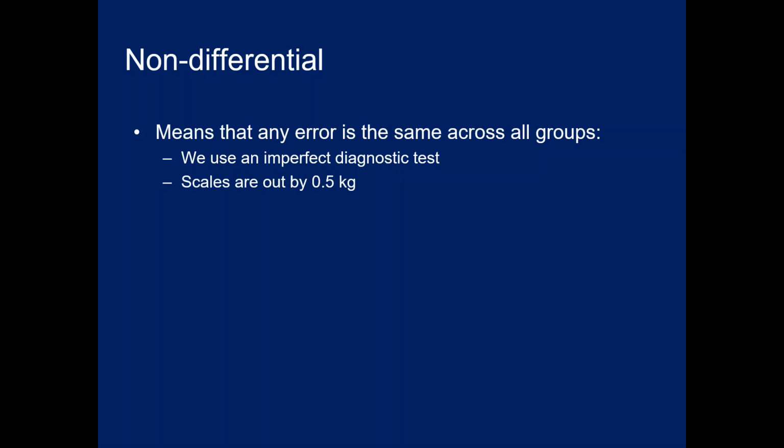It could be, if we were measuring something like daily gain, that you put animals across a scale and the scale is out by half a kg. Now that's going to be the same for every group. So non-differential comes in when we have issues with how we've measured, and there is no difference though in those issues between our different groups. So in a cohort study between our two exposures, in a case control study between cases and controls.